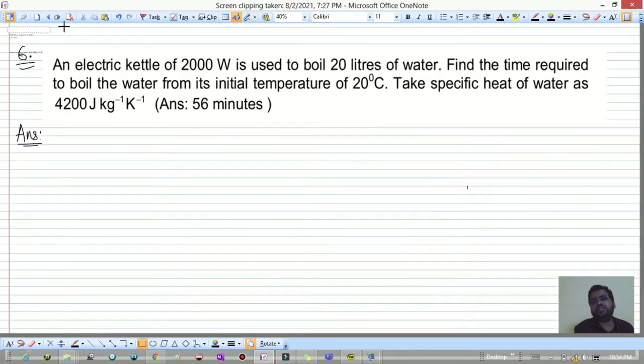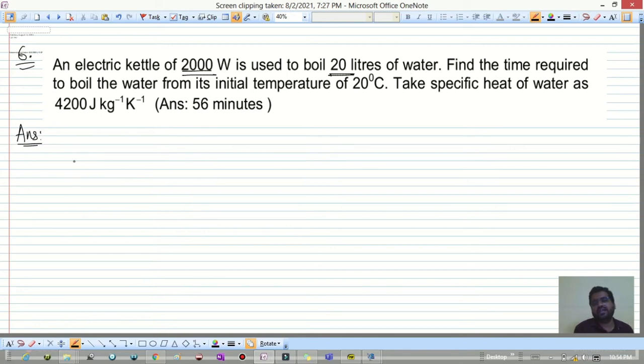Now sixth problem, as you can see over here. An electric kettle of 2000 watt is used to boil 20 liters of water. Find the time required to boil the water from its initial temperature of 20 degrees Celsius. Take specific heat of water as 4200 joule per Kelvin per kg.